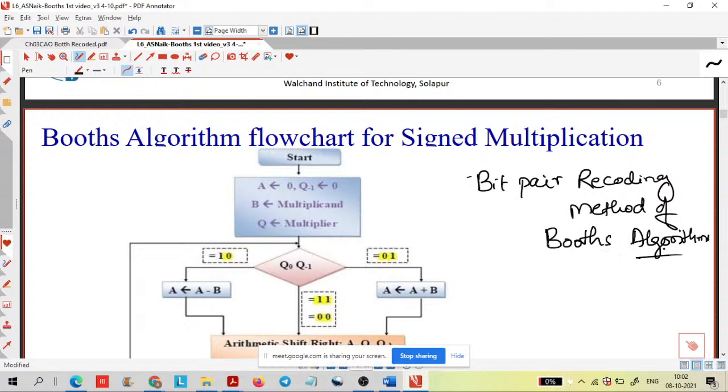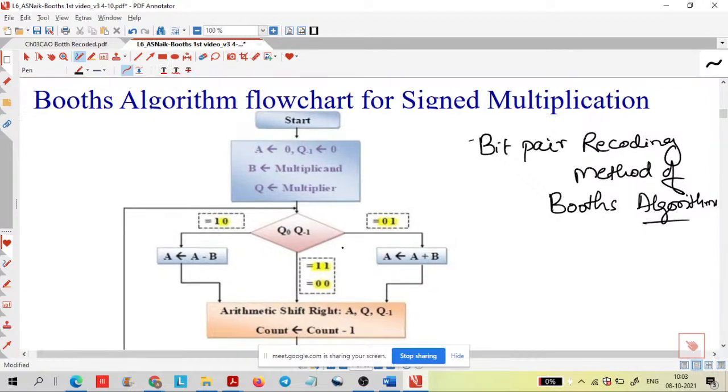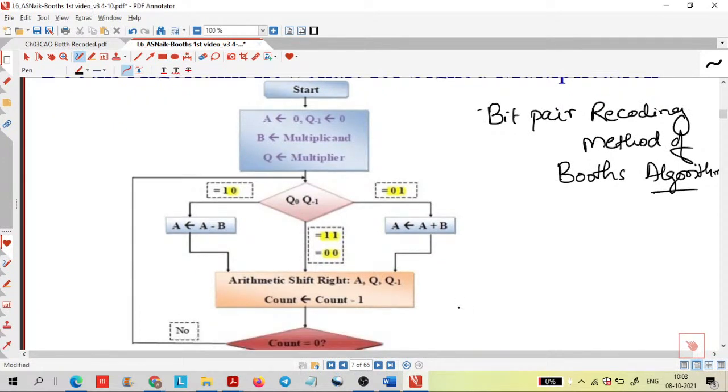Okay, so can anyone explain this particular flowchart in the signed multiplication that we discussed in the last class? Nahina, are you there? Nahina or anyone else? Yes, Nahina. Can you just highlight the signed multiplication flowchart? Yes, sir.